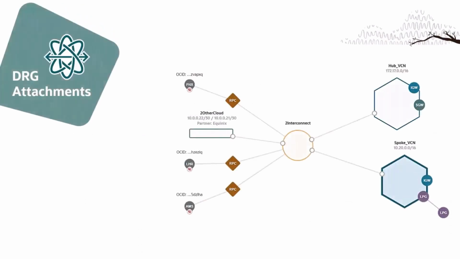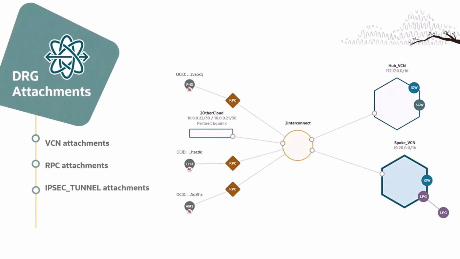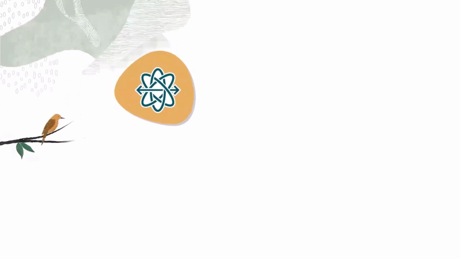So this slide talks about the different types of attachments that we can have with dynamic routing gateway. I already talked about it: VCN, remote peering connection, IPsec tunnel attachments, virtual circuit attachments, and loopback attachments. So in this diagram, you can see that the DRG is in the middle. There are VCN attachments, RPC attachments, and this is basically depicting the different types of DRG attachments.